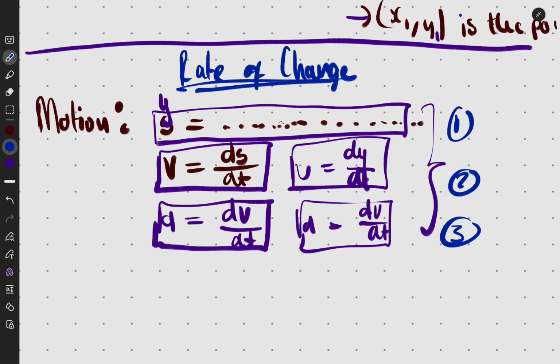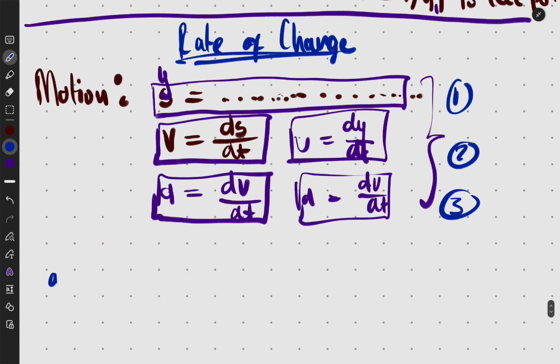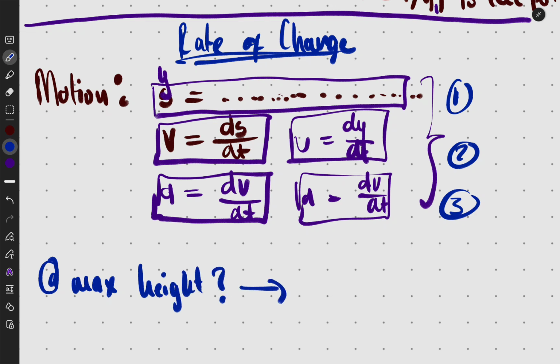You should ask yourself, what is special about maximum height? At maximum height, what happens? They can say, find the time it takes to get to, or how long does it take to get to the maximum height? You ask yourself, what happens at maximum height? At maximum height, we know that something stops.